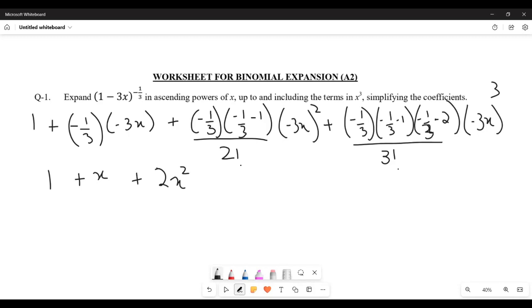And then we have minus 1 by 3 times minus 1 by 3 minus 1 times minus 1 by 3 minus 2 times minus 3 whole cube divided by 3 factorial, which is giving me 14 over 3. So plus 14 over 3x cubed. So this is the expansion, ascending power of x up to the x cubed term.